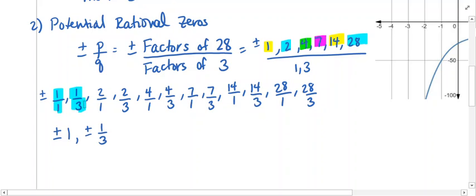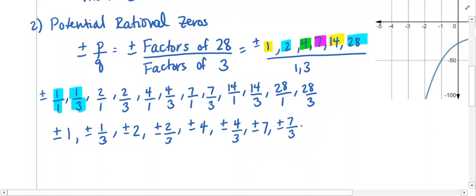Okay, so this has been handled. I'm just looking for anything that reduces to 1/3. Okay, actually, I don't think we have any duplications here. So we're going to have plus or minus 2, plus or minus 2/3, plus or minus 4, plus or minus 4/3, plus or minus 7, plus or minus 7/3, plus or minus 14, plus or minus 14/3, plus or minus 28, and then finally plus or minus 28/3.